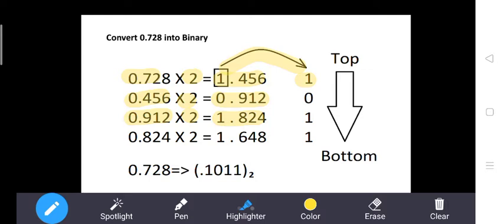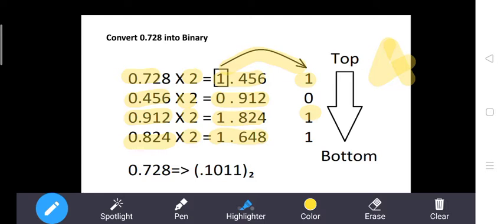I again take 1 out. My remaining part is 0.824, multiply by 2. The answer will be 1.648. I again take 1 out and the remaining part is 0.648. I can repeat this procedure for infinite time, but it is not necessary to repeat this procedure infinite time. We will repeat this procedure up to only 4 iterations.